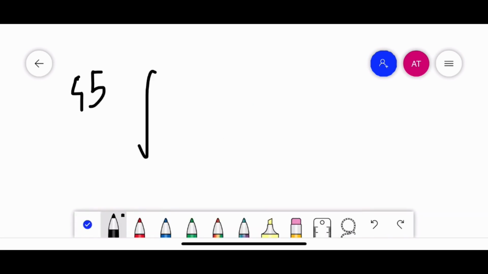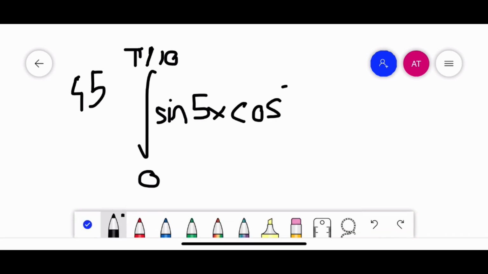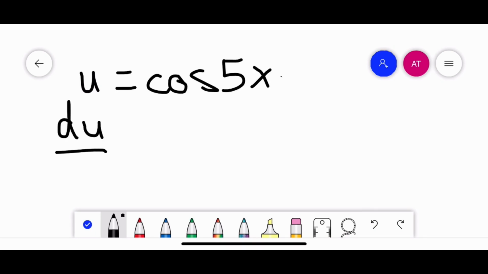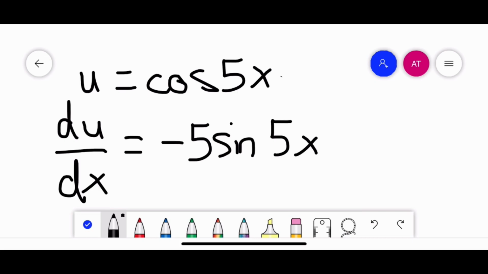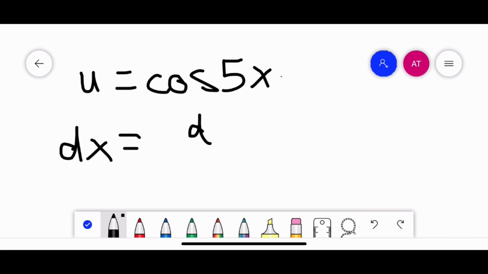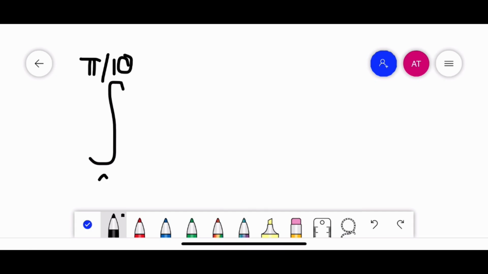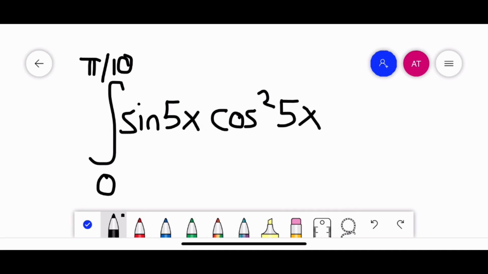Question 45 asks us to find the integral from pi over 10 to 0 of sine 5x cosine squared 5x dx. This question we also have to use the substitution method. So we say that u is equal to cosine 5x. So the derivative, or du over dx, is equal to minus 5 sine 5x. We make dx the subject of the equation, so dx is equal to du over minus 5 sine 5x.